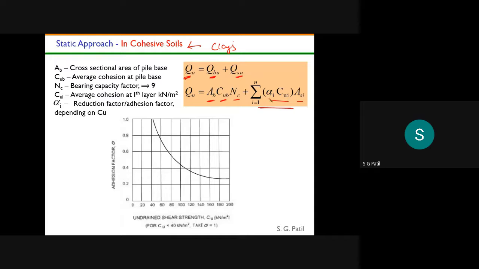So this alpha value depends on CU value, that is undrained cohesion. Whatever the undrained cohesion will be, the alpha value will depend on that. So this chart is from IS 2911. If you see, on the x-axis it's undrained cohesion value, and on the y-axis the adhesion factor, that is alpha value. So depending on C value, you can take the alpha value here.